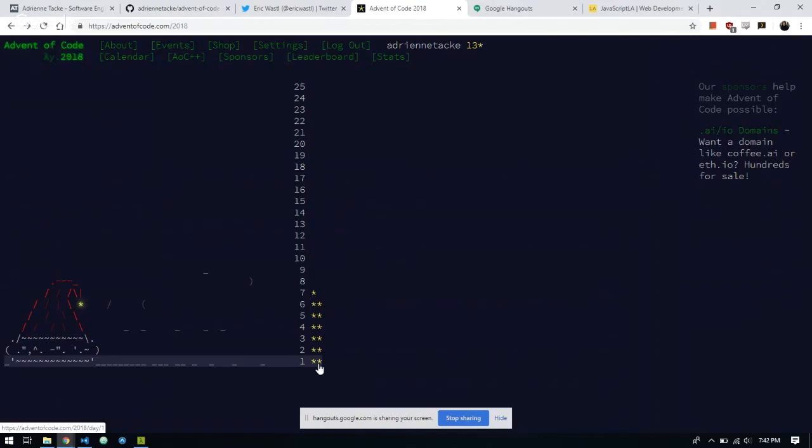So anytime someone asks me how to practice their JavaScript, I always point them here, because HackerRank has its purpose, but the way that it gamifies it here, I very much enjoy. I like the star collecting aspect.